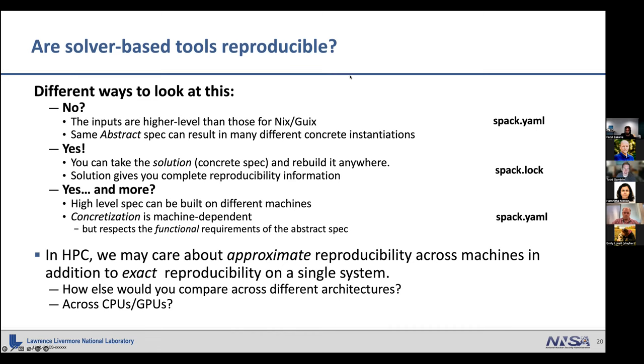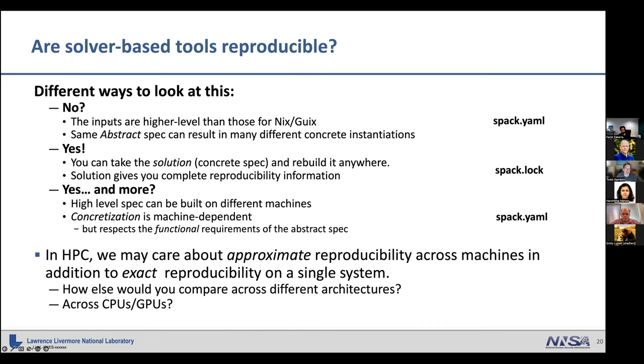Whereas with Nix, if you have a bunch of packages and you say, install these packages, and they have the exact same source as another set of packages, you get basically the same output. With Spack, we have a higher level set of inputs than the ones for Nix and Guix. You saw the command line syntax, it's pretty terse. It basically only deals with the requirements that the user cares about, and we leave it up to the solver to make other decisions. So yes, the same abstract spec can result in lots of different concrete instantiations. But I think that's good, because that tends to be what users want.